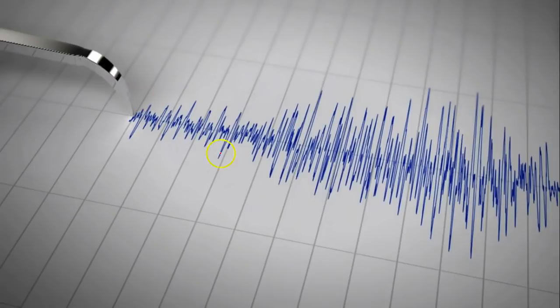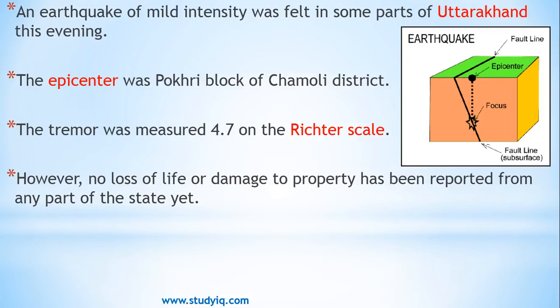Focus topic of the day is pertaining to earthquake. A very tiny or small news, but very important if you analyze it. As we are speaking today, a couple of hours ago, it was reported in the news that Uttarakhand faced a mild intensity earthquake. And this brings us to some basic details regarding earthquake. Now you might have heard words like epicenter and focus point and things like that. So what basically is epicenter? Here you can see it is said that epicenter was Pokhri block of Chamoli district.